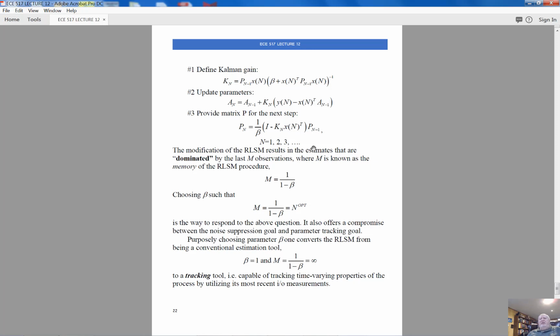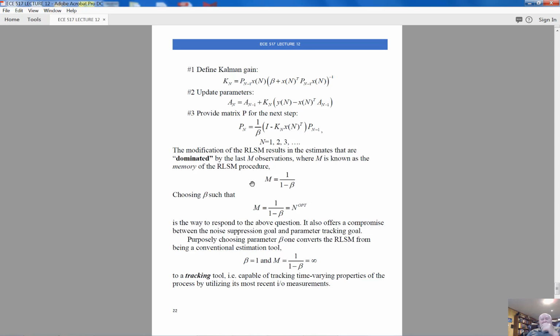How does this forgetting factor work? This forgetting factor results in the domination of the last M observations in the parameter estimates. The contribution of the last M, capital M, observations will be dominant as far as the values of these parameters are concerned. What is M? M is defined as 1 divided by 1 minus beta. And M is called the memory of the procedure.